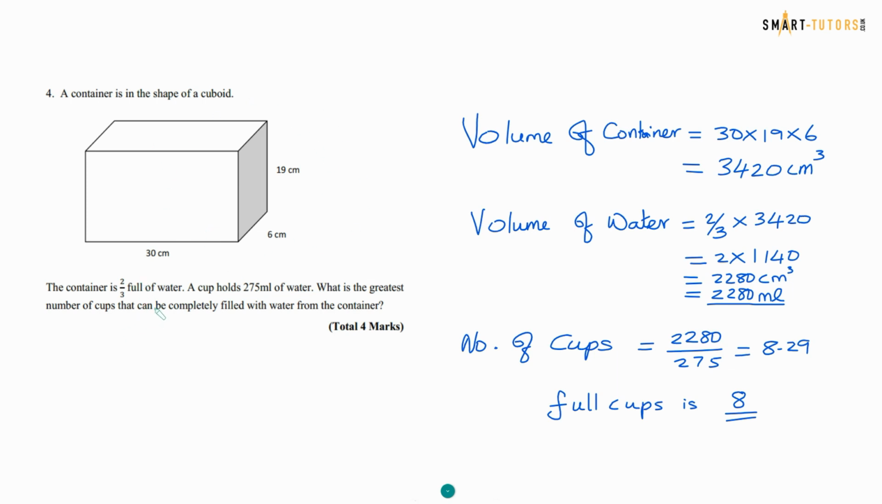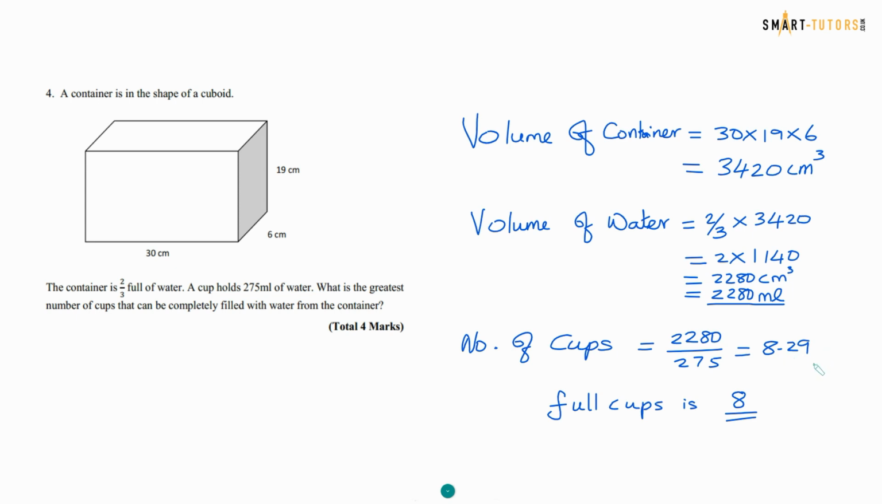But the container is 2/3 full of water. So the volume of the water is 2/3 times 3420. You do your maths, use the calculator, you will end up with 2280 milliliters. A cup holds 275 milliliters. What is the greatest number of cups that can be completely filled with the water from the container? So somebody is using the cup to empty the container. So you divide the 2280 by 275, it's going to be 8.29.